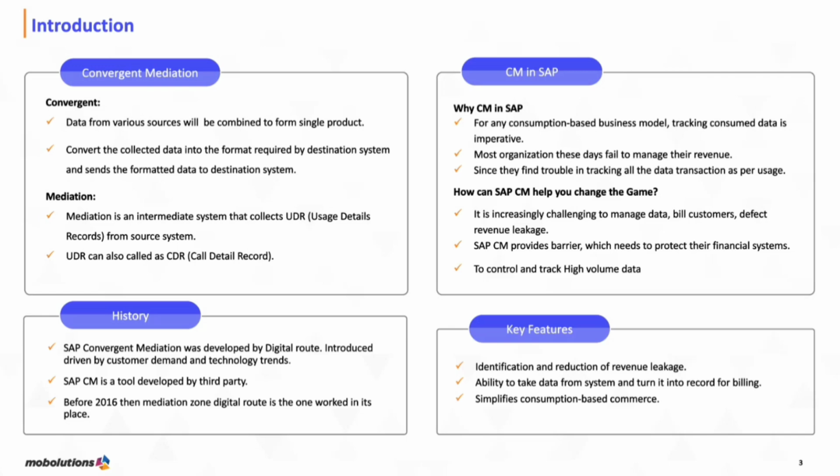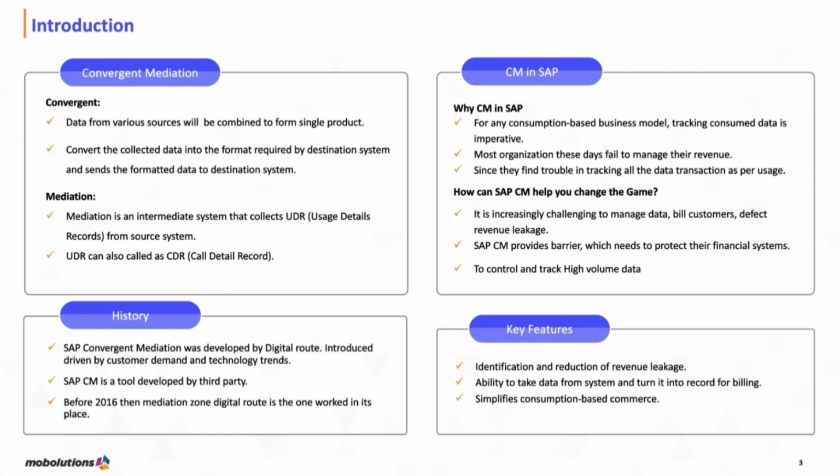Now let's talk about how SAP CM can help change the game for SAP and other BRIM concepts. SAP CM helps you manage highly challenging data, for example the bills of customers, even the high value of data which is processed by any party or any process. So SAP CM can allow you to manage that data. Also, SAP CM provides a barrier which protects your financial system. It means whenever you are doing any kind of large processing, you need to understand how many records are coming in and how many records are going to the destination system, which will directly impact your financial system.